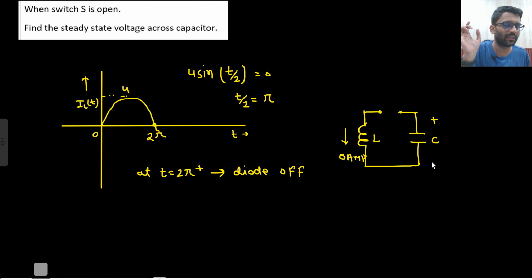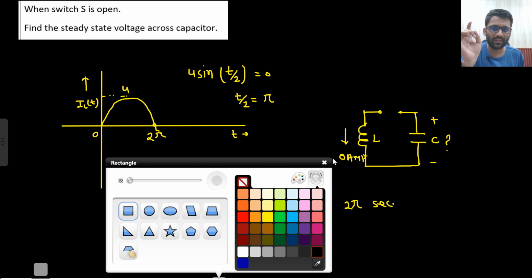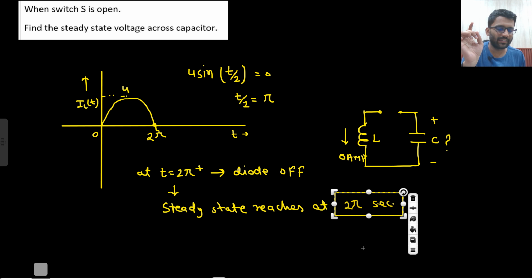Now we don't know what the voltage across the capacitor is at t equals 2 pi. But when will the steady state be reached? This is the time when steady state is reached. So that means steady state is reached at 2 pi seconds. This we got to know, so this is one of our answers: it is reached at 2 pi seconds.